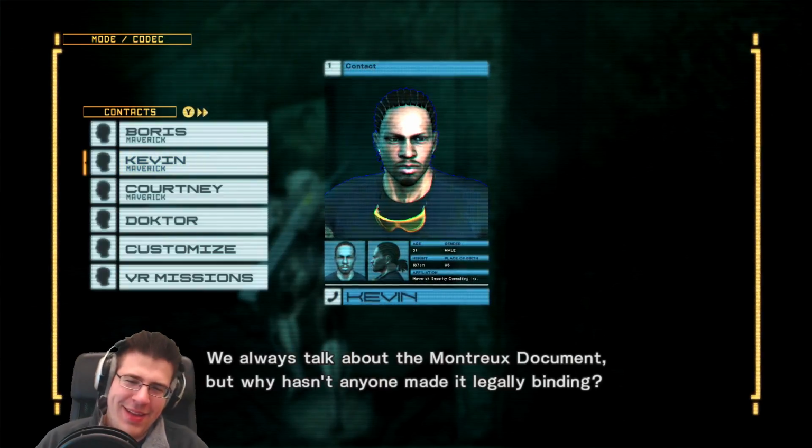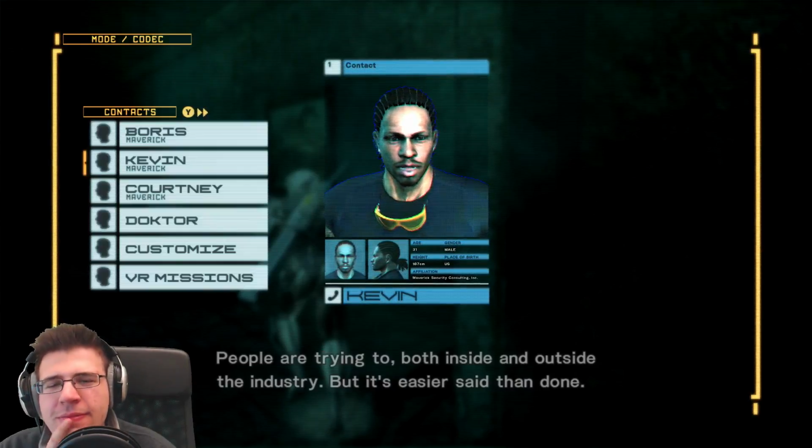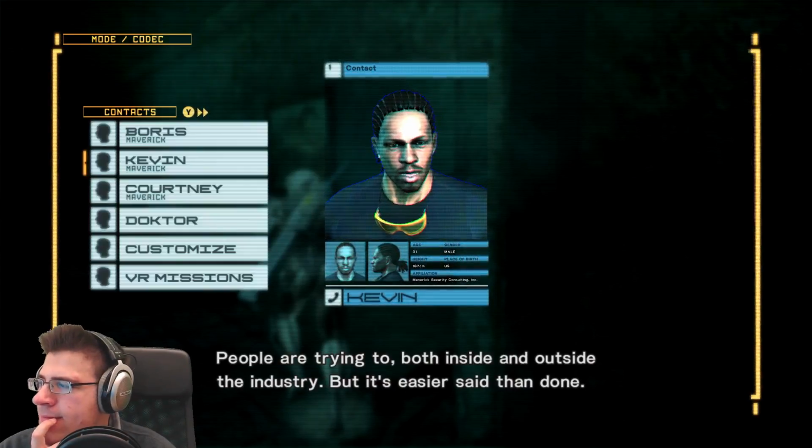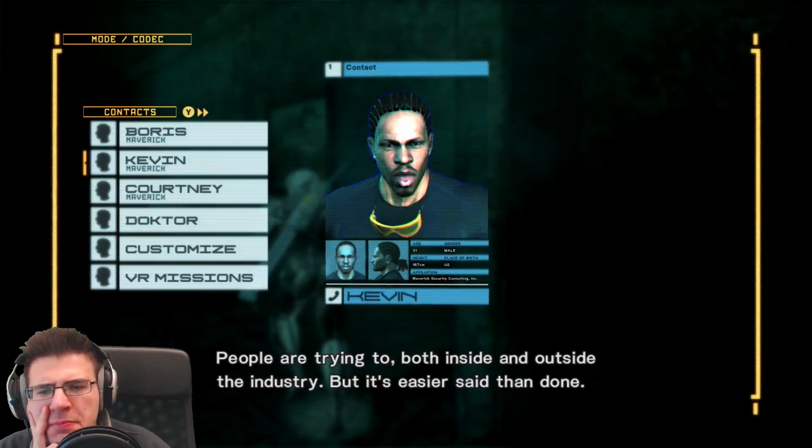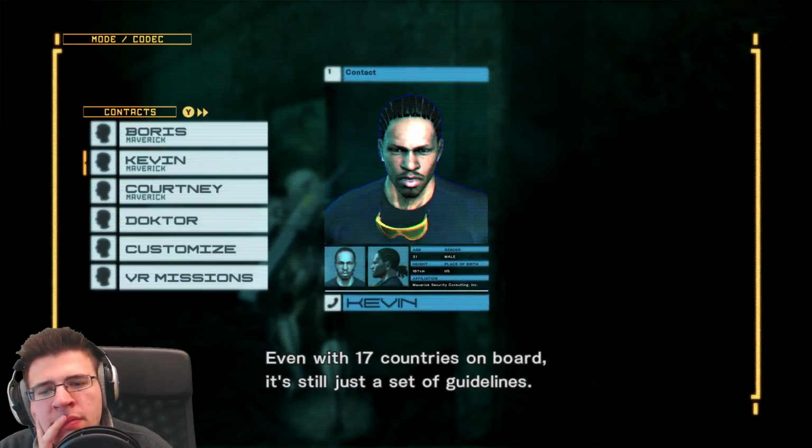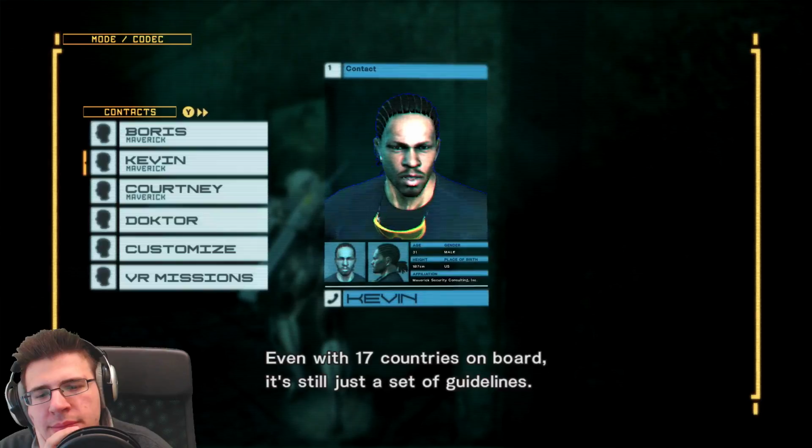But why hasn't anyone made the Montreux document legally binding? People are trying to, both inside and outside the industry. But it's easier said than done. Even with 17 countries on board, it's still just a set of guidelines.